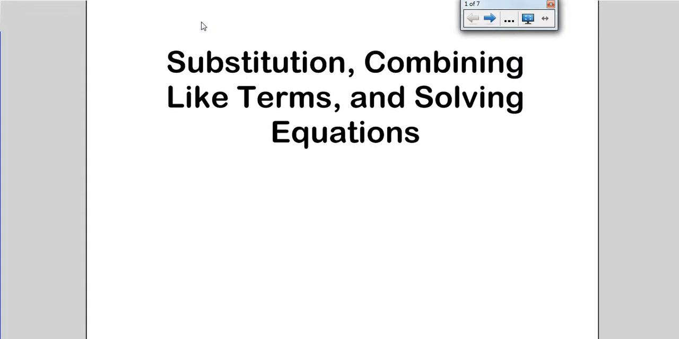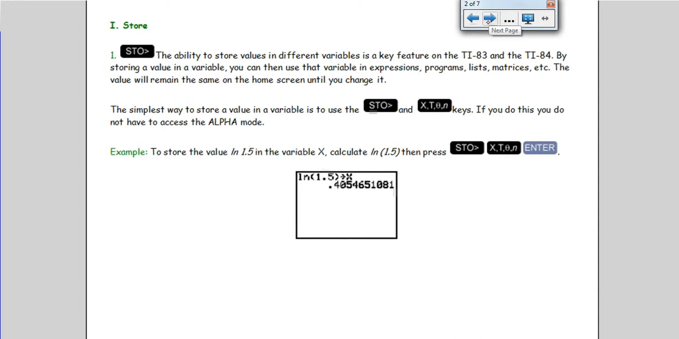Our next lesson is on substitution, combining like terms, and solving equations for ACT. The first thing I want to show you is how to store something on your calculator. Now when we do direct substitution, you can easily do it in the home screen as long as you're careful with your parentheses, but another way to do this is to use our storing mechanism.